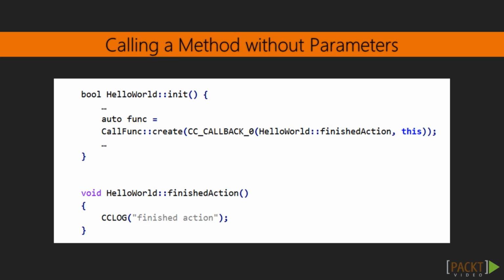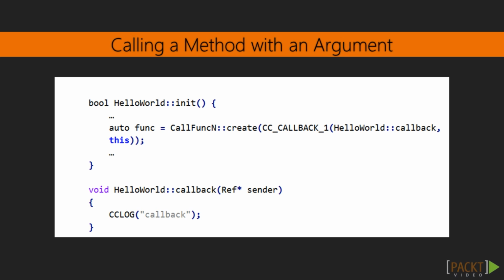Call func has cc_callback_o macro as an argument. cc_callback_o is a macro for calling a method without parameters. You can call a method using this code. If you want to call a method with one parameter, you need to use the callfuncN action and cc_callback_1 macro. cc_callback_1 is a macro for calling a method with one argument. A parameter of a method that is called by callfuncN is the ref class. To call a method with an argument, you can use the following code.